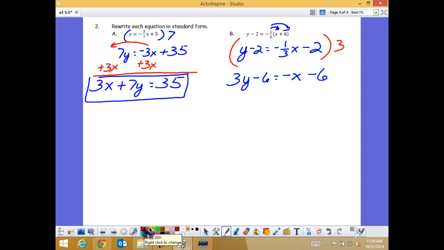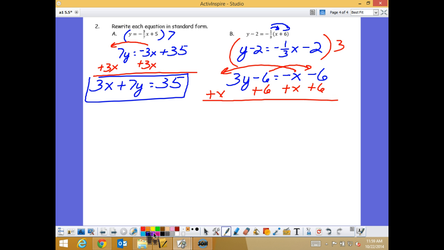So in this case, I want the variables on one side, so I'm going to move the x over here with the y, and the constants on the other. So I'm going to move this 6 over here to this side. So to move the x, I add the x, and to move this 6 over here, I add 6.